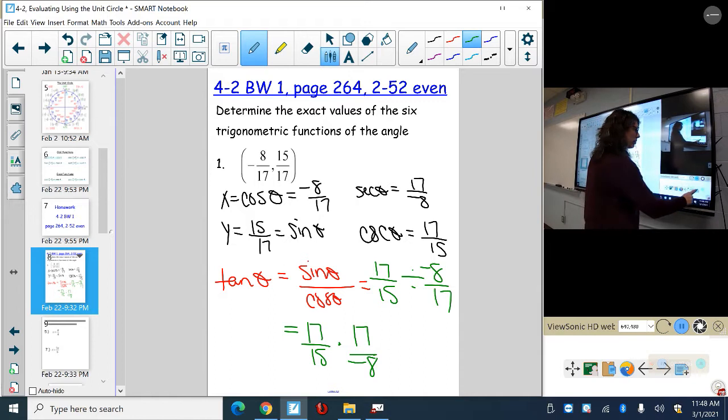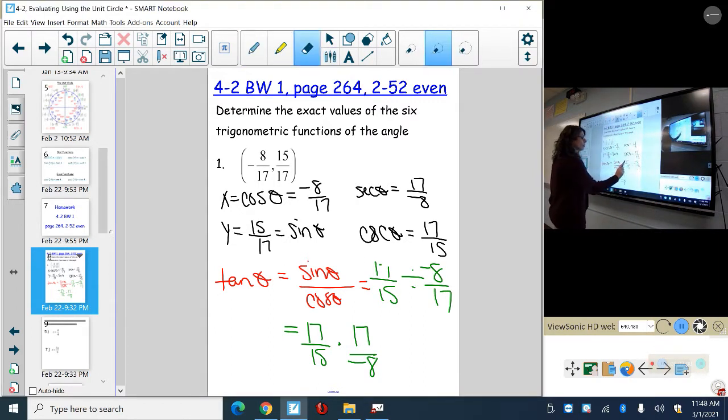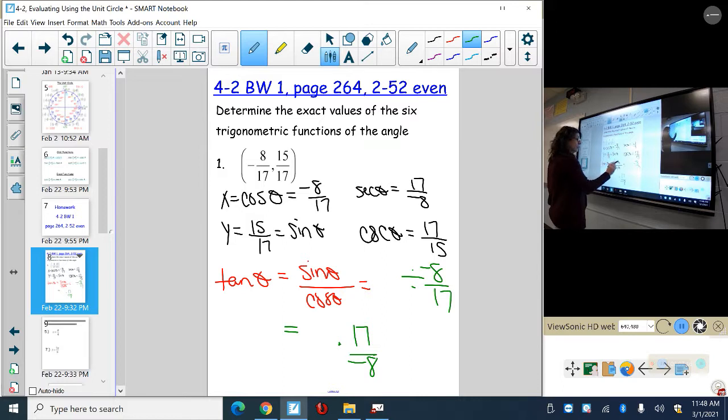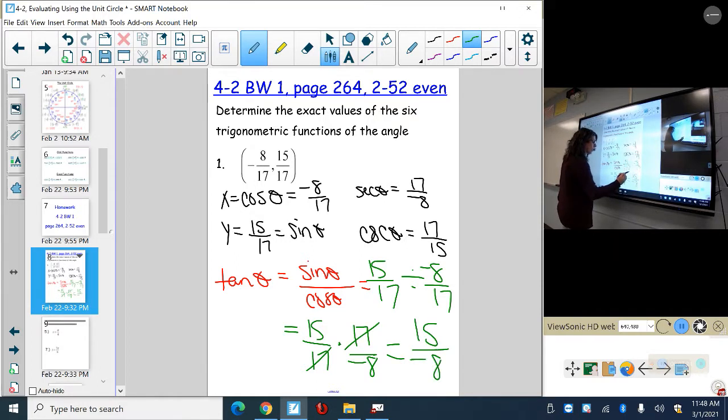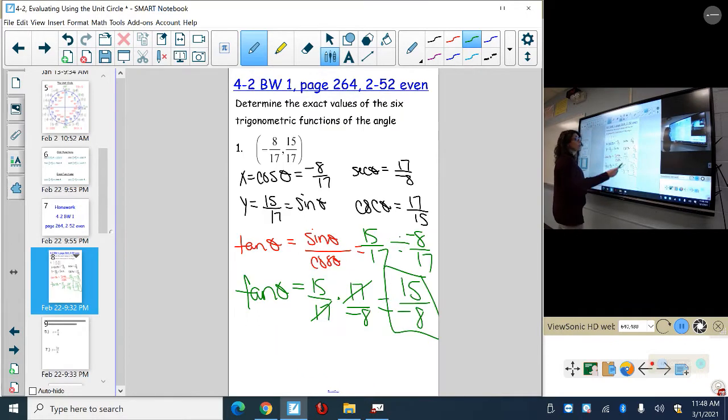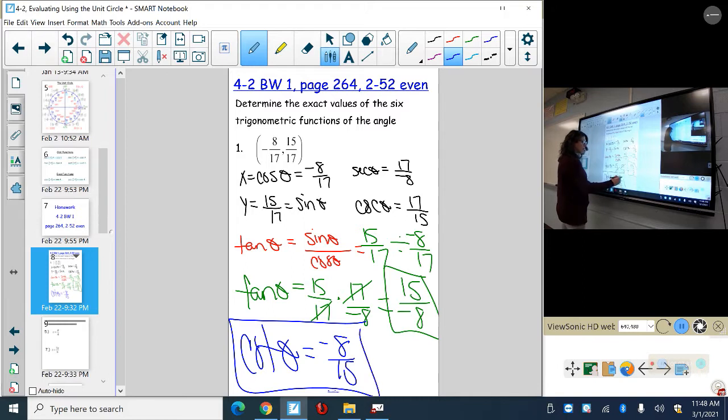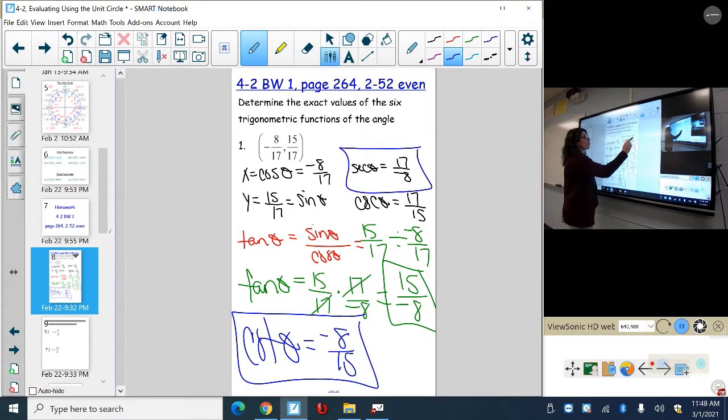Now, give me 1 second. Okay, I wrote the wrong one here. Sorry, guys. Hope you guys caught me on that. I literally transposed it in my head. It's 15/17 and then 15/17 here. The 17s cancel out, so the tangent is going to be 15/8. That is your tangent of theta. So if I know my tangent, then I automatically know my cotangent because that's the reciprocal, to give you -8/15. Okay? So we have found the 4 remaining trig functions, and those are those answers right there.